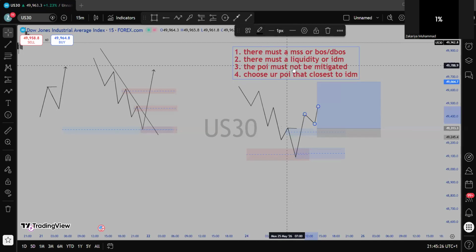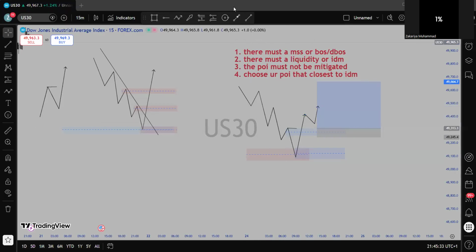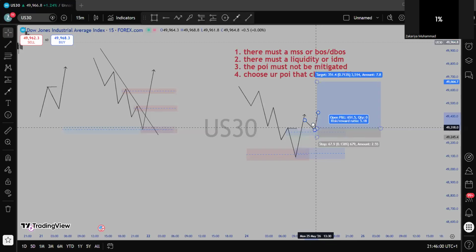Third rule says the point of interest must not be mitigated. Then you have to check these two zones that the market just broke. When the market is creating the inducement, you have to make sure the market did not tap any of them. If the market tapped either your breaker block or your order block, that zone is automatically disqualified. You're not going to use it as your point of interest. Then the fourth rule says choose your point of interest closest to the inducement. So that means the one that is close to the liquidity, this breaker block. So let's say when the market creates this inducement, it tapped into this breaker block.